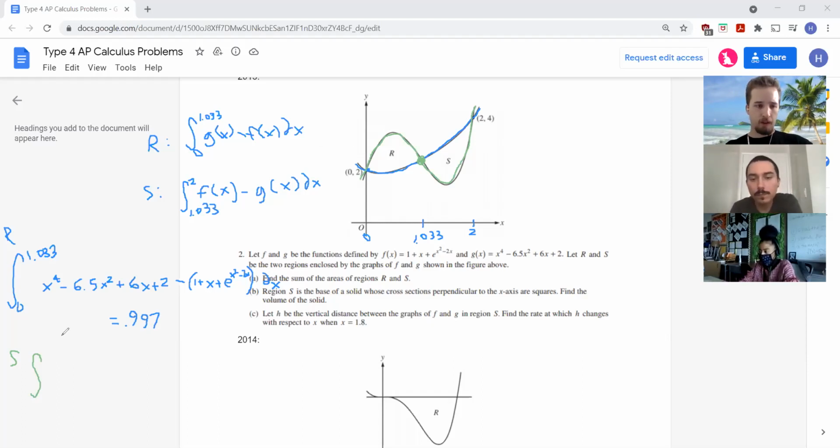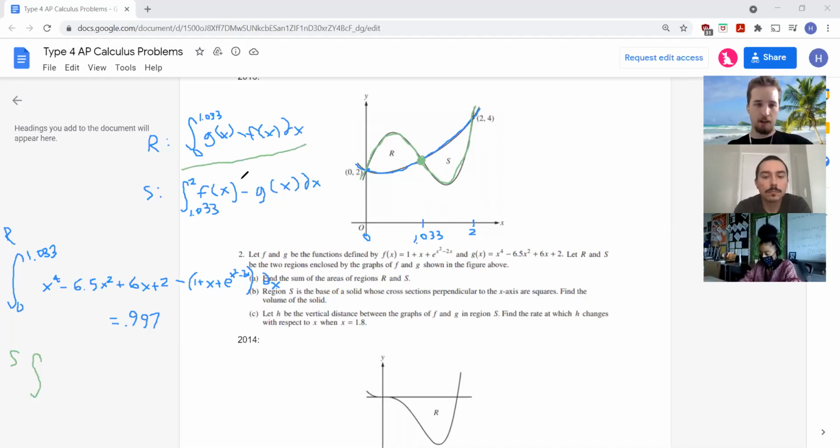Okay, so to solve for S, to kind of catch you up, Trayvon, how this works is we have two functions. We have a function f, which is in blue, and a function g, which is in green. If we want to find the area R between two functions, we need to take the top function g minus the bottom function f from 0 to the intersection here, which in the calculator is 1.033. So we're just doing g of x minus f of x.